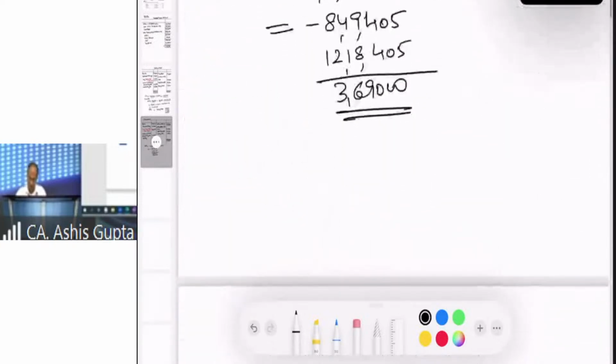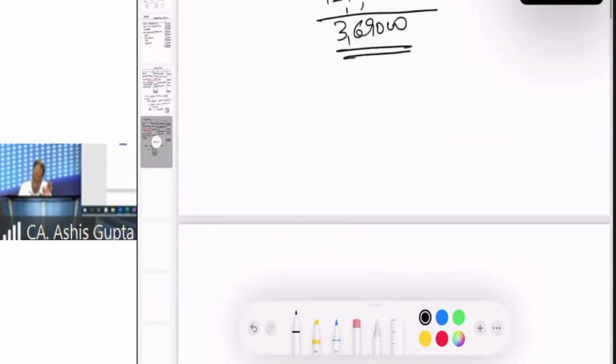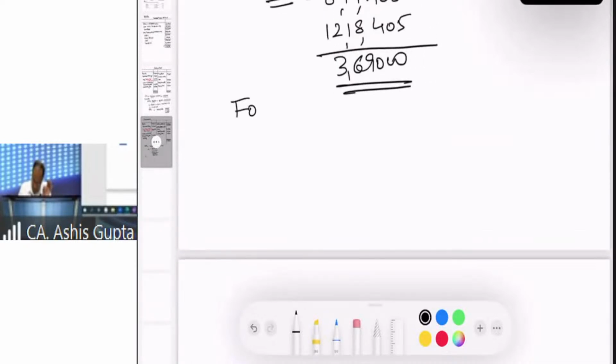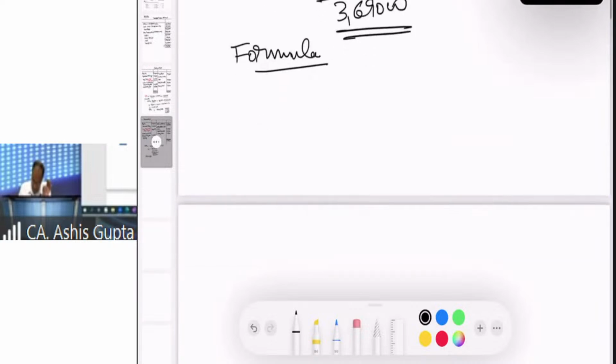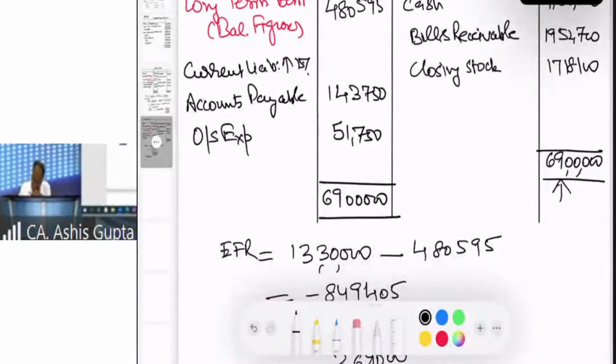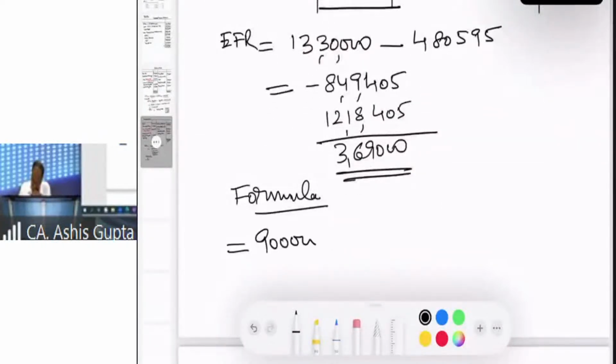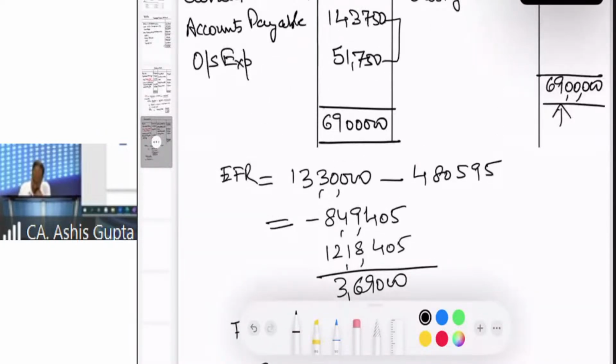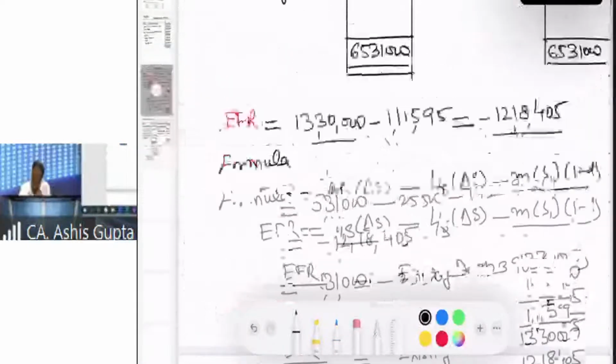Okay, I'm just giving the logic. Okay, no problem. You will note it down, then you will understand. Okay, now I'm coming to the formula approach. Now if I see the formula, here ultimately what is the increase? 9 lakh. Okay, so 9 lakh increase in assets minus the part financed by current liabilities, that is this increase, as we have done in case of scenario 1, same.